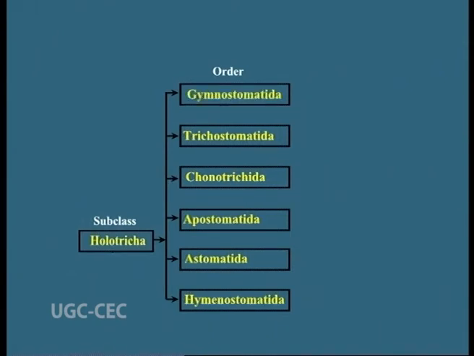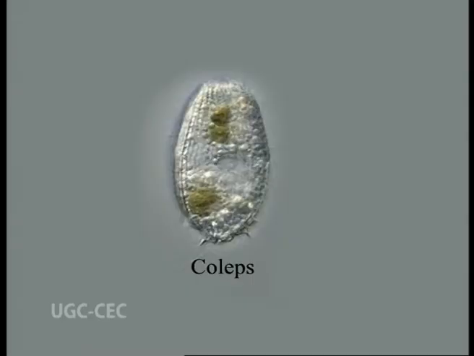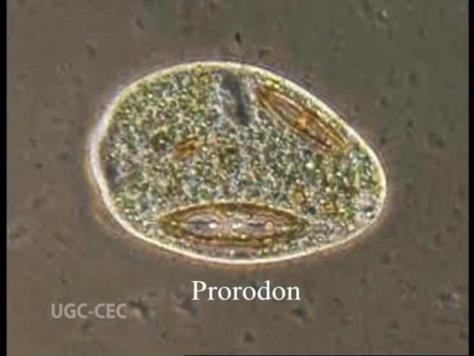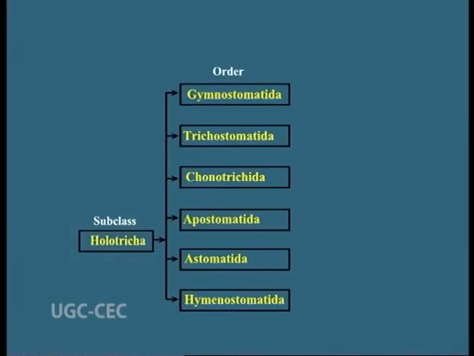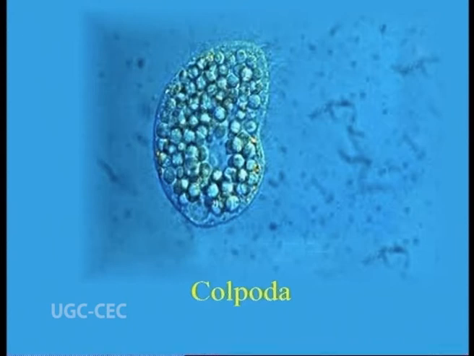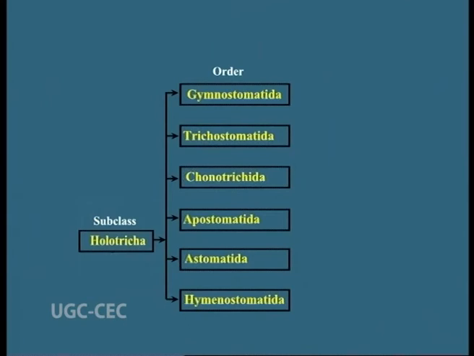Order Gymnostomatida. The examples are Coleps, Dileptus, Didinium and Prorodon. They are chiefly large ciliates without oral ciliature. Cytostome opens directly to outside. Order Trichostomatida, and the examples are Balantidium and Colpoda, with vestibular but no buccal ciliature.